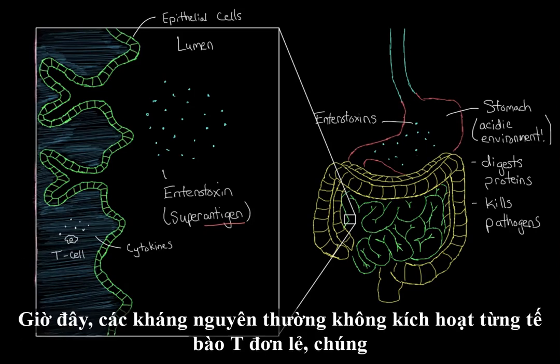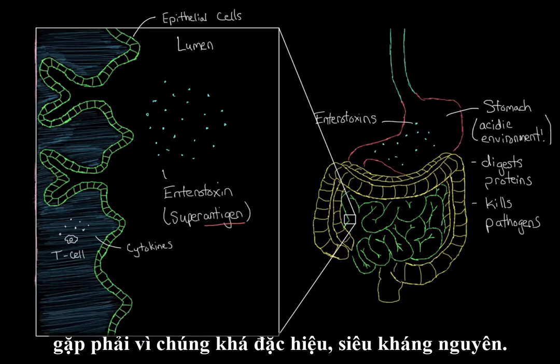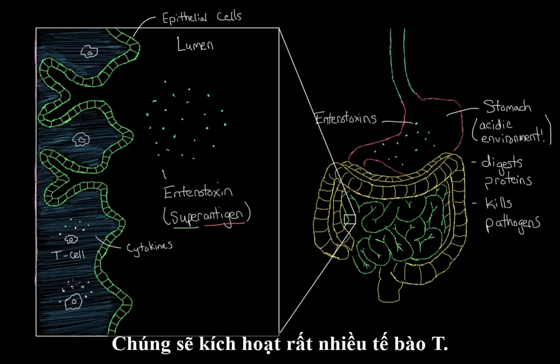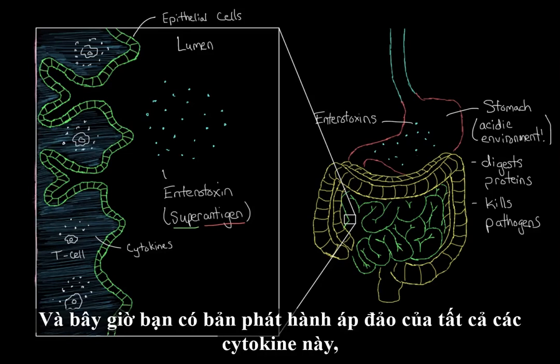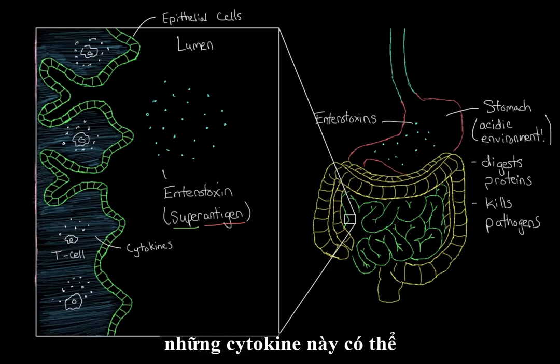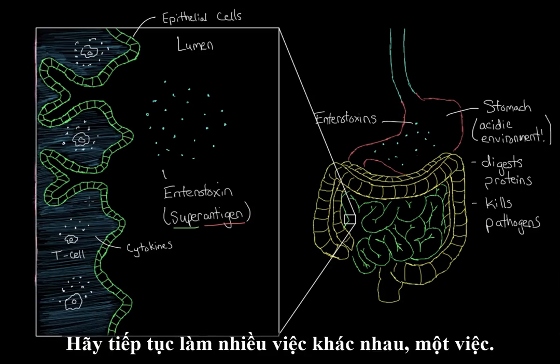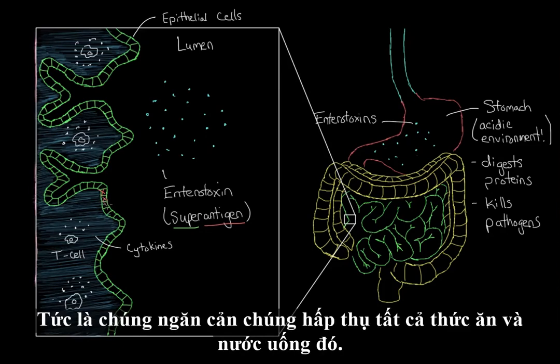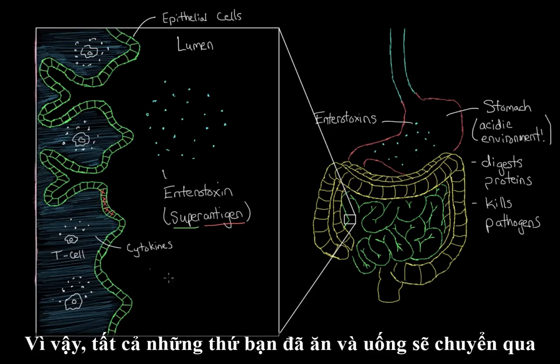Now antigens don't usually activate every single T cell they encounter because they're pretty specific. Superantigens, however, are not specific. They will activate many more T cells. And now you have this overwhelming release of all of these cytokines. These cytokines can then go on to do a bunch of different things. One, they can actually prevent a lot of these epithelial cells from doing their job. That is, they prevent them from absorbing all that food and water. So all of that stuff that you ate and drank will just pass through as diarrhea.